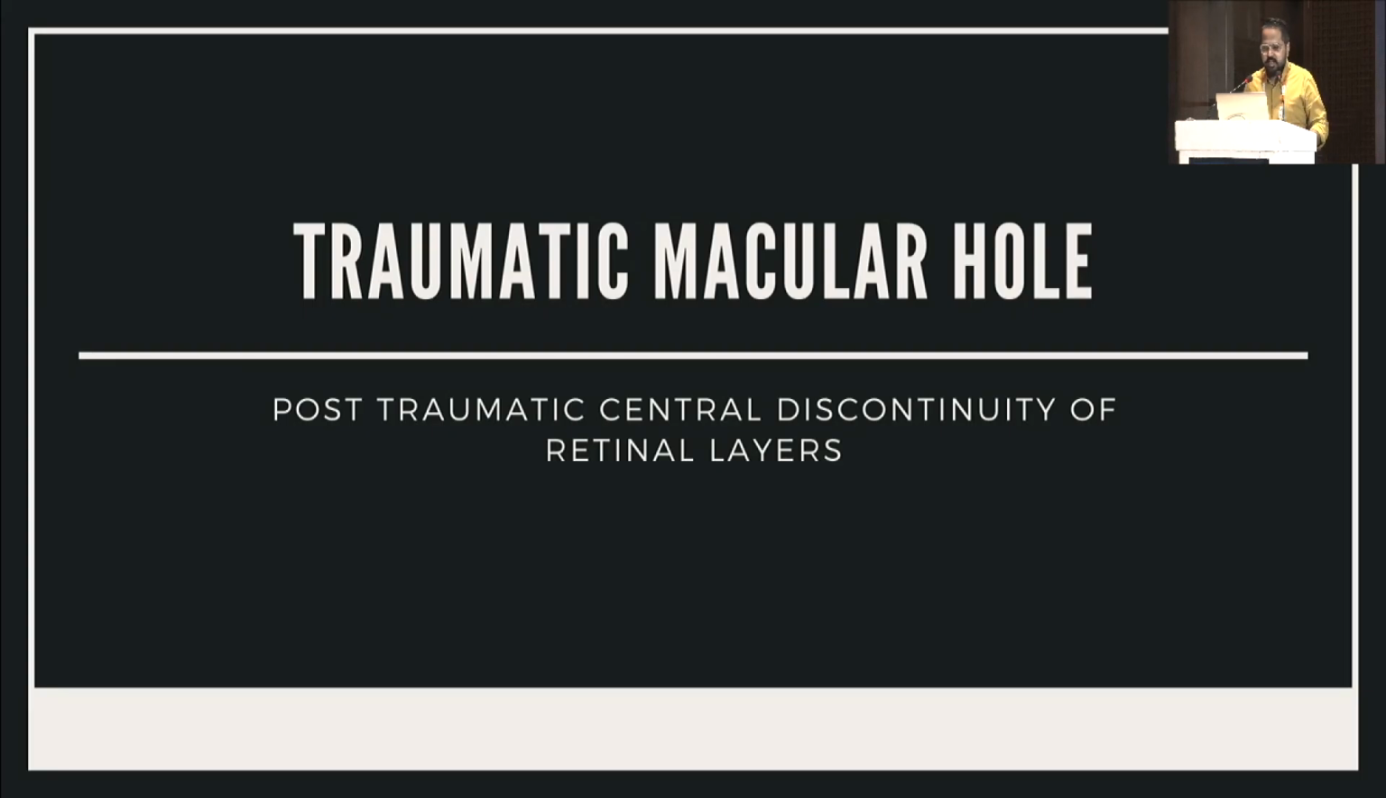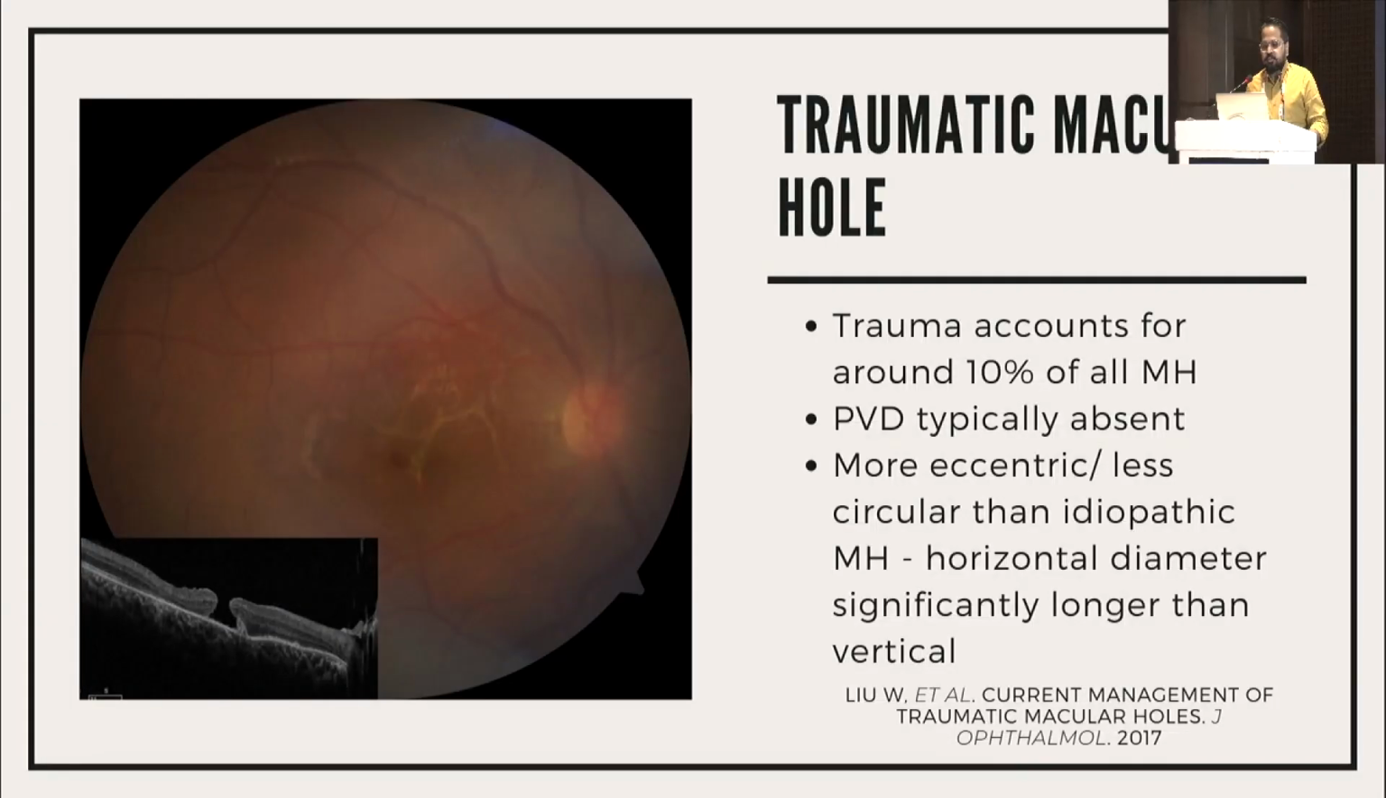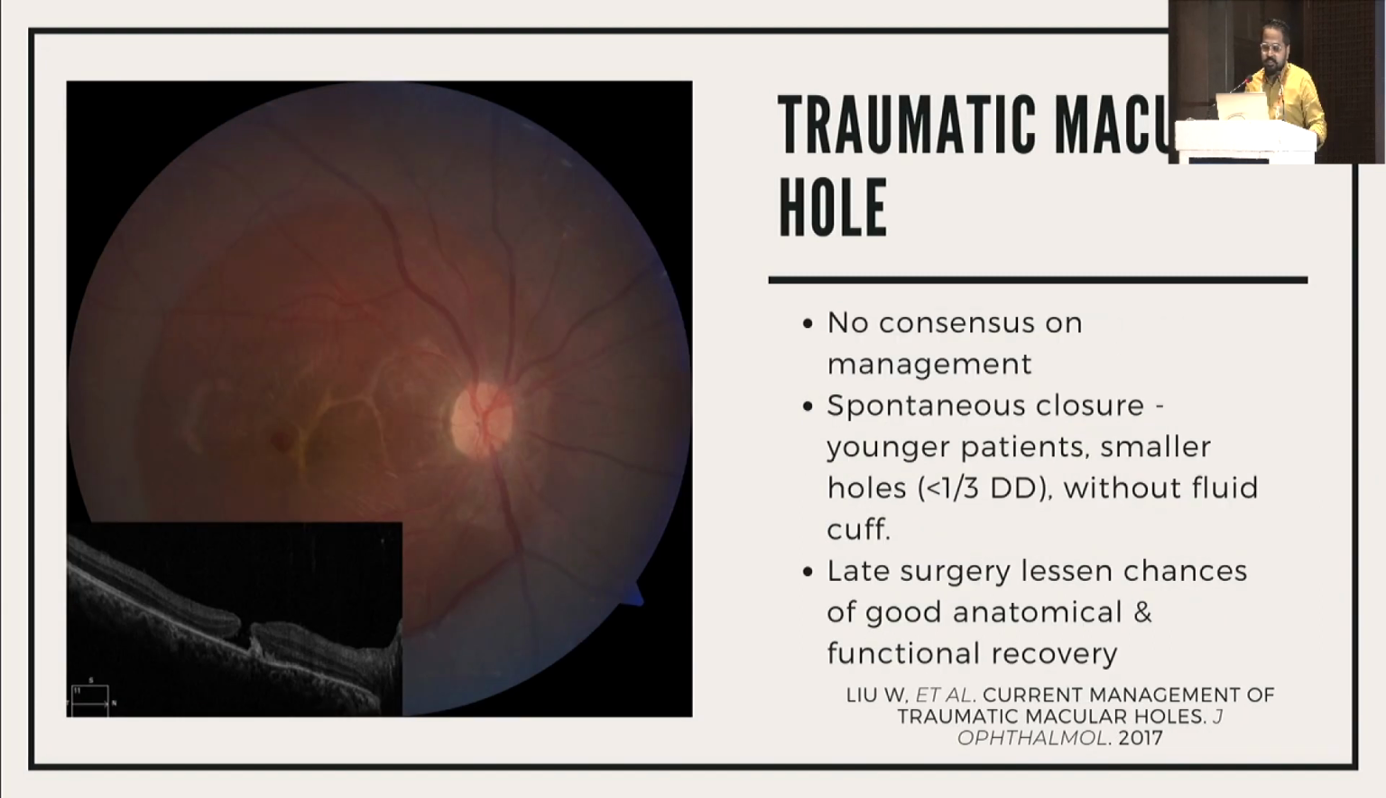Coming to traumatic macular hole, it is a traumatic central discontinuity of the retinal layers. Traumatic macular hole accounts for 10% of all macular holes. PVD is typically absent, and the hole is more eccentric and less circular than an idiopathic macular hole. Horizontal diameter is significantly longer than vertical. There is no consensus on management.